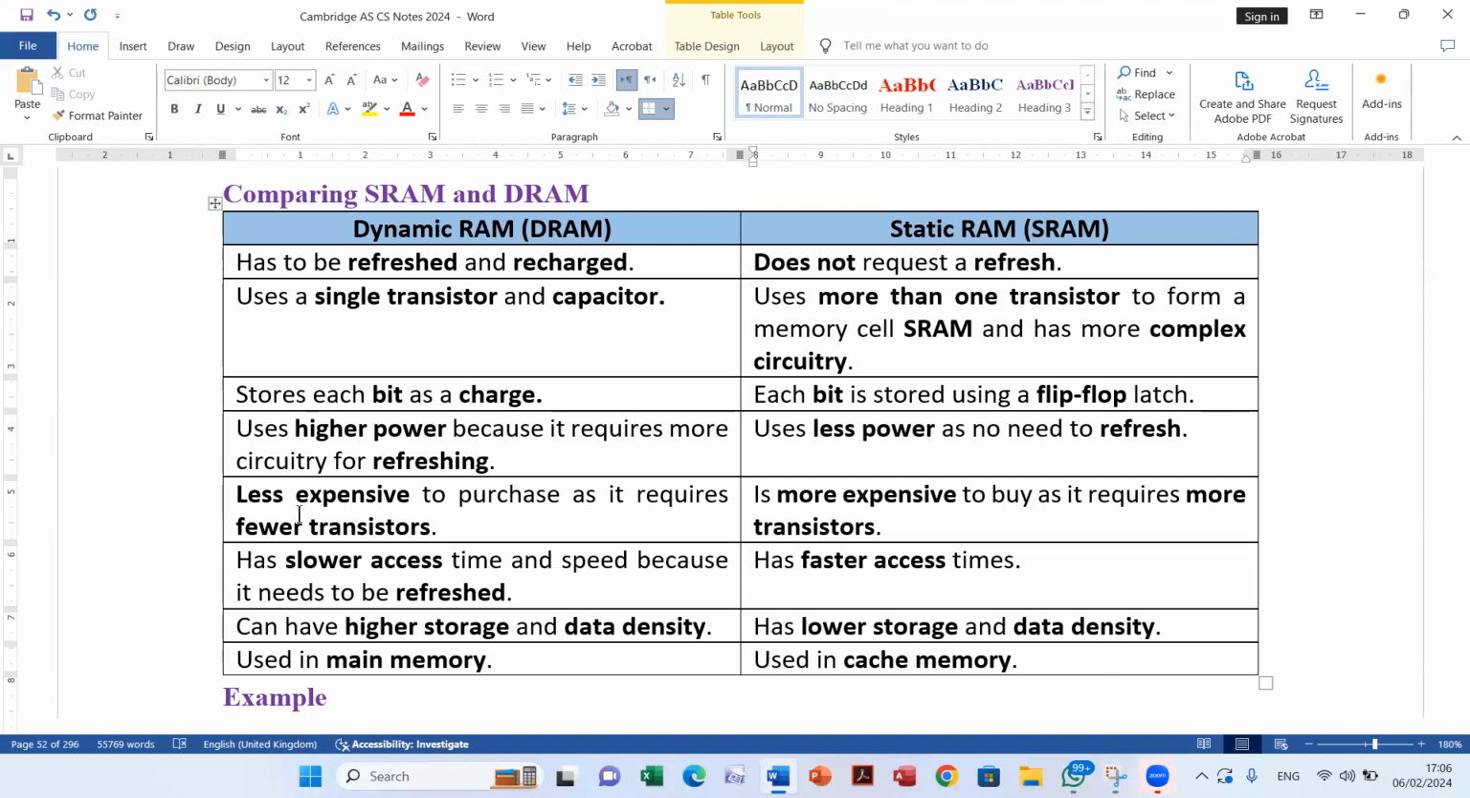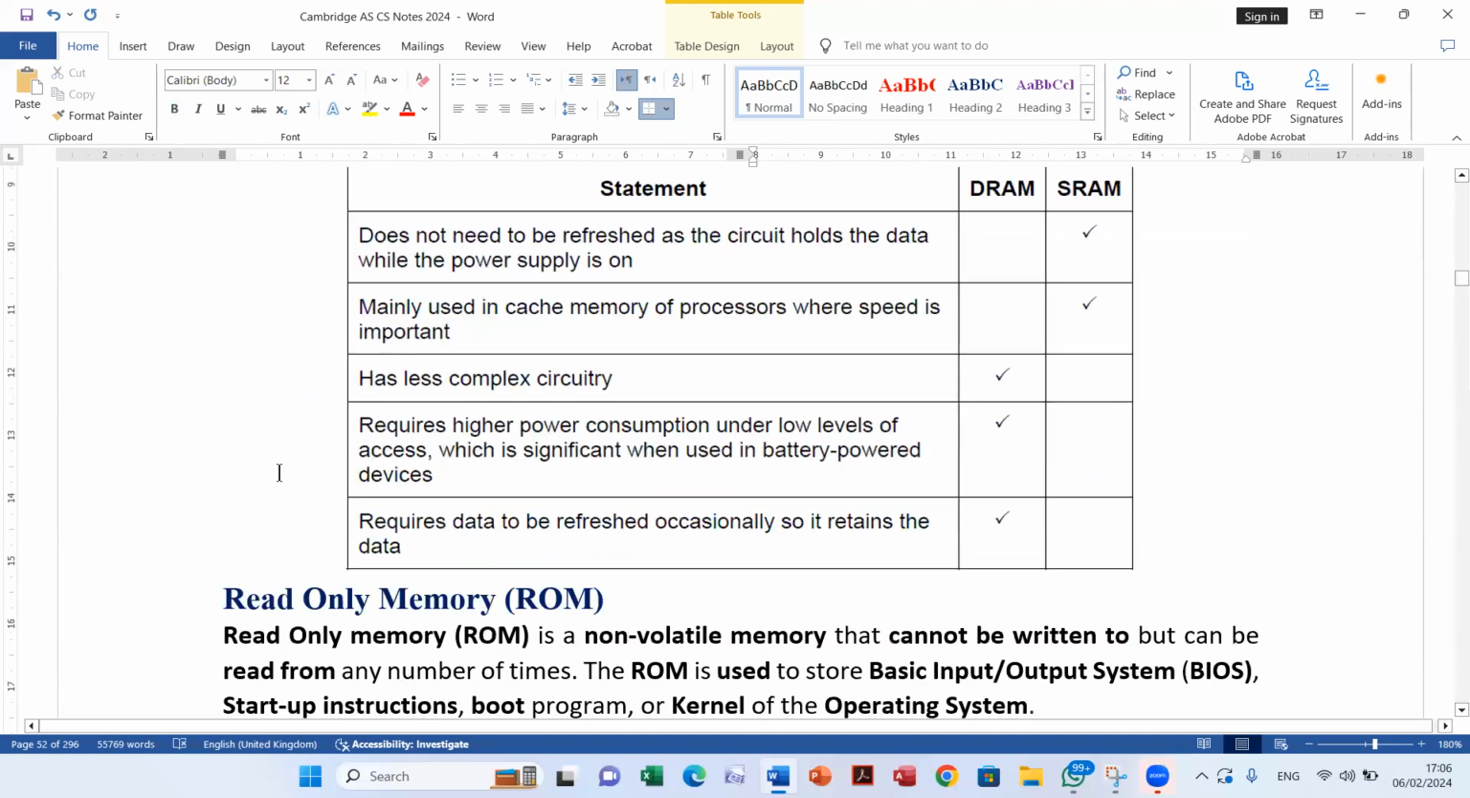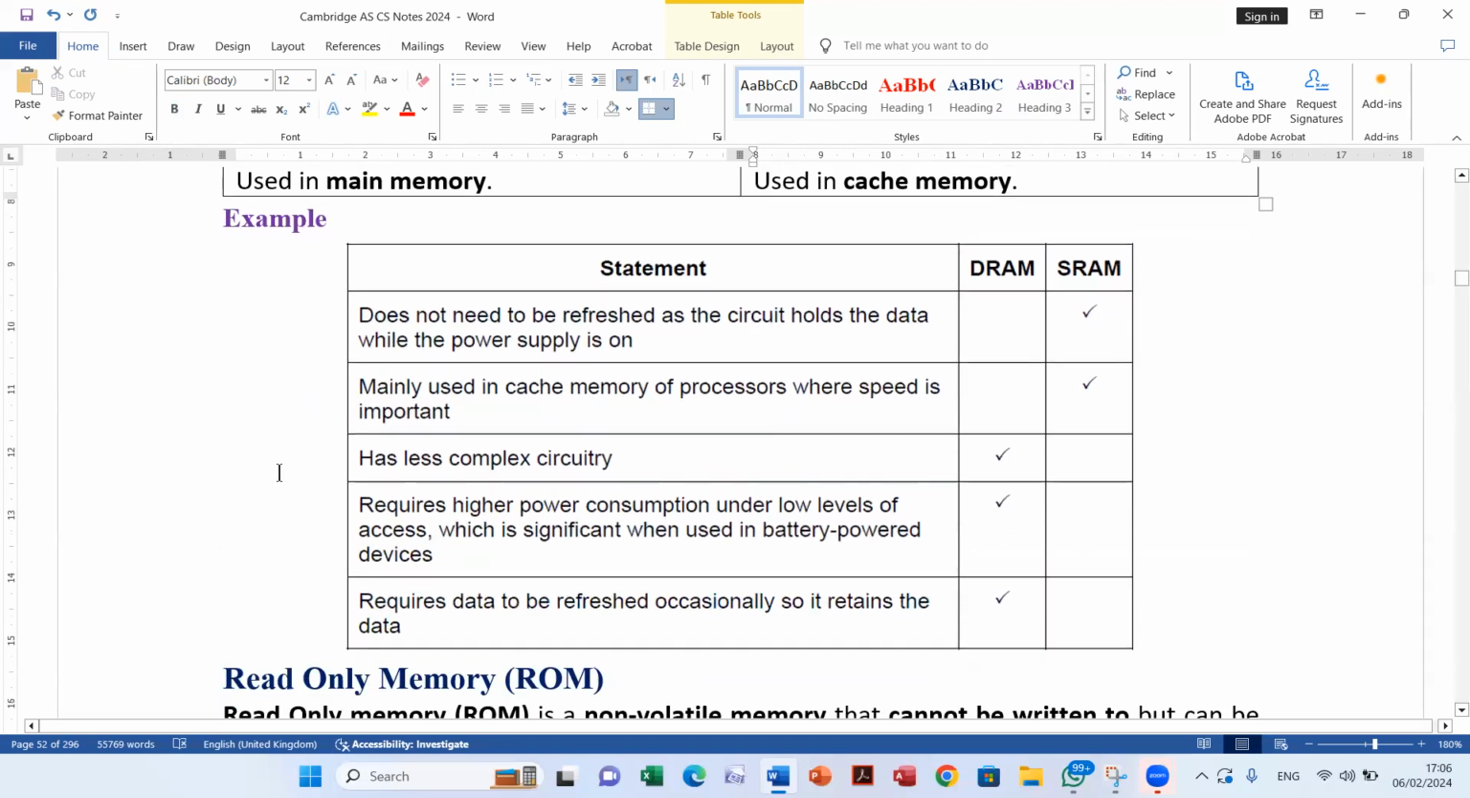The dynamic RAM is used in main memory RAM. The static RAM is used in cache memory. And that was another example. It does not need to be refreshed as the circuit holds the data while the power is switched on. This is the static RAM. Mainly used in cache memory of the processor where speed is important. This is the static RAM.